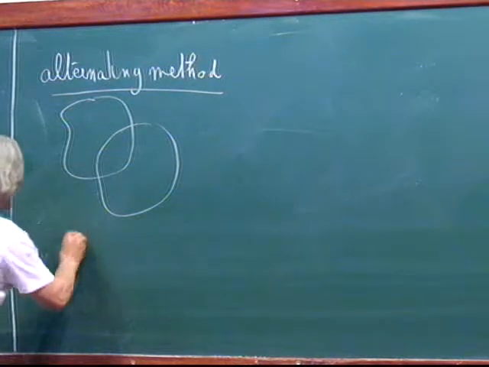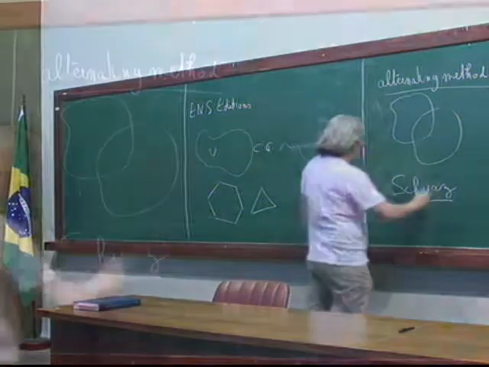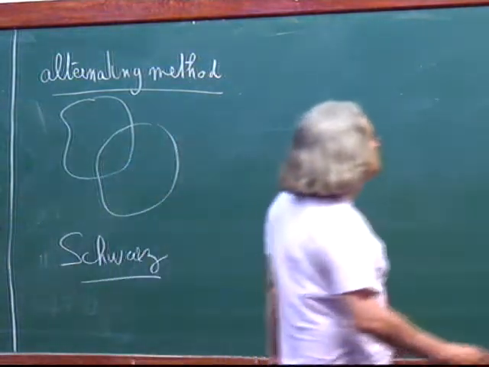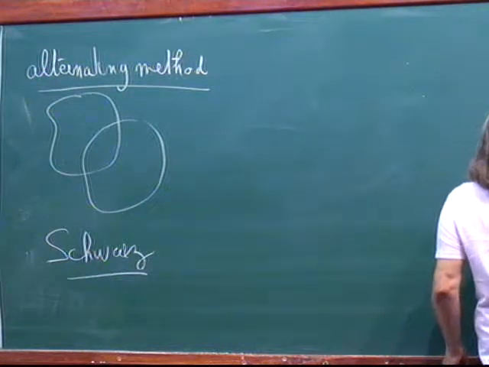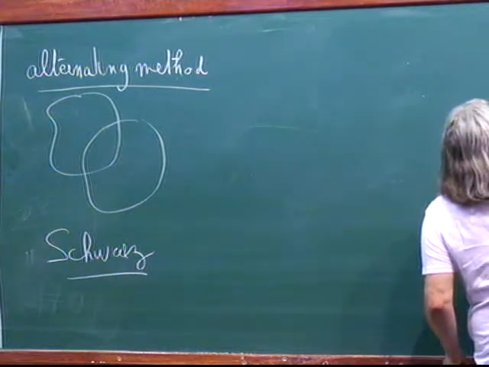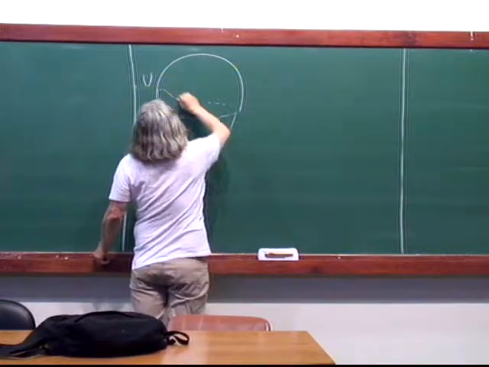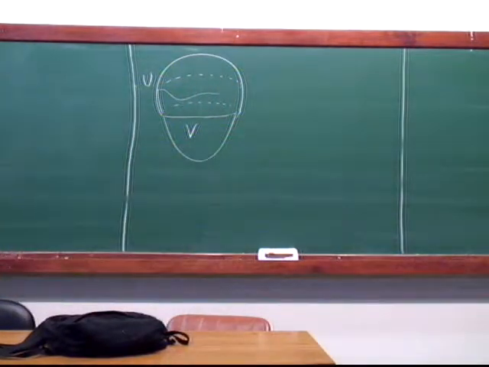So I want to begin by explaining, roughly, not in detail, the idea of this alternating method. I will present it in the most complicated situation, which is the following. Suppose you have a surface which is covered by two open sets. This is one open set U, and the other open set is V.